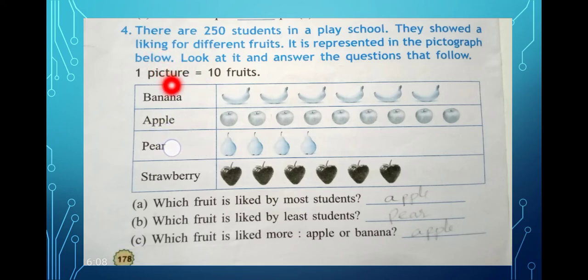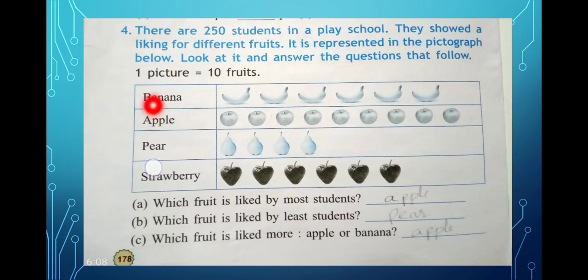This is from the chapter data handling. Okay, already it is done. I hope you have done. If not, those who have not written during the previous online class, you may write it down today. There are 250 students in a play school. They showed a liking for different fruits. It is represented in the pictograph below. Look at it and answer the questions that follow.